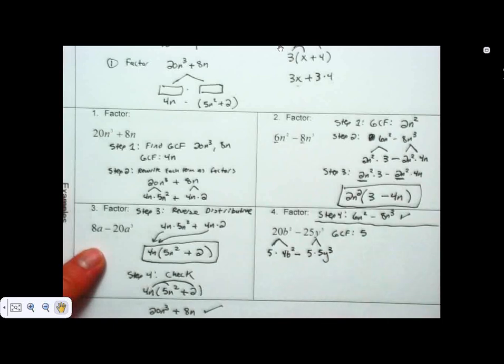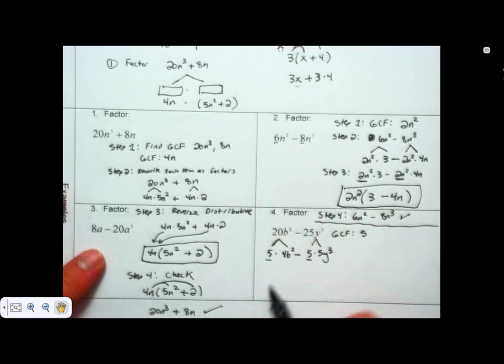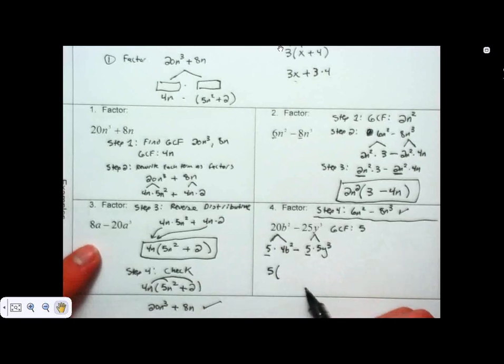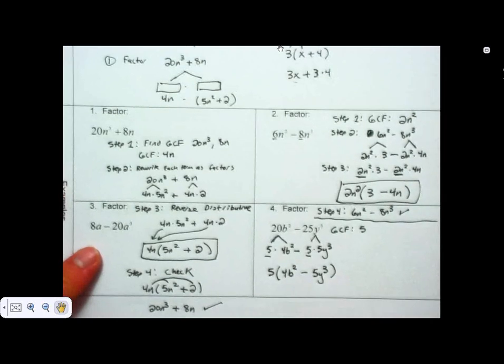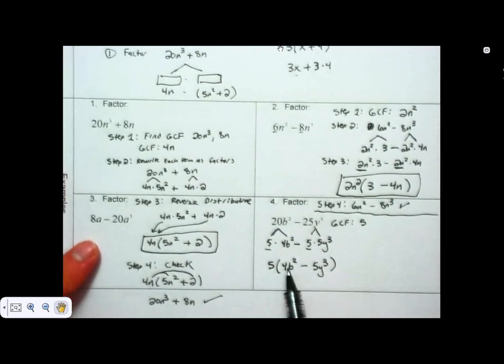And then the next step is the reverse distribute step. So notice again that both terms have a factor of 5 in common. So I pull that outside the parentheses, and then the inside is what's left over, which in this case is 4b to the second minus 5y to the third. And now all we have to do is check this. So 5 times 4b squared is 20b squared, that's what I started with. 5 times negative 5y to the third is negative 25y to the third, which is what I started with. So this is my final answer.